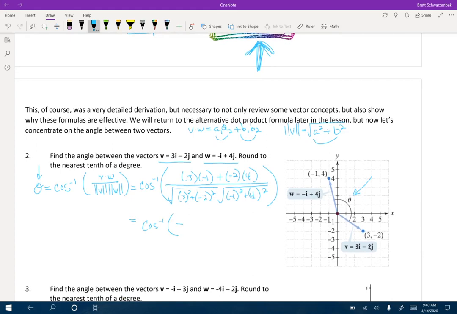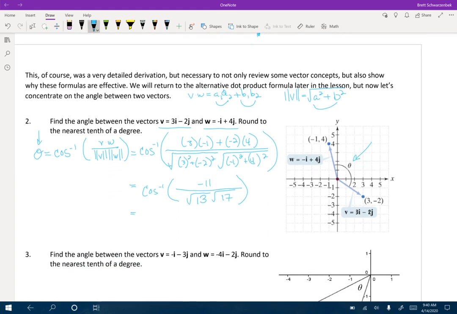So what do we get? For the dot product, we'll end up with negative 11. Negative 3 plus negative 8 is negative 11. Over here, we're going to get 9 plus 4 is 13, so root 13. Over here, we're going to get 1 plus 16, which is 17. So hypothetically, we could put this all in the calculator, but I think it's a lot easier to get it all to its simplest form. So this is going to be negative 11 again. This is going to be root 221 when we combine the radicals by multiplication.